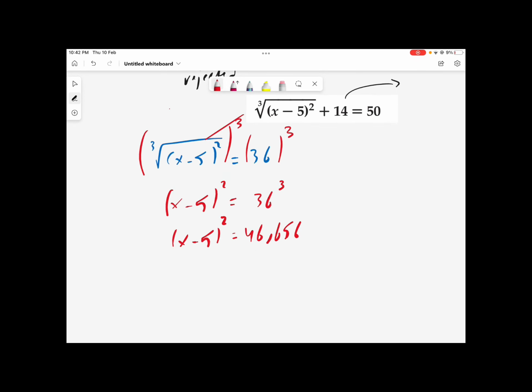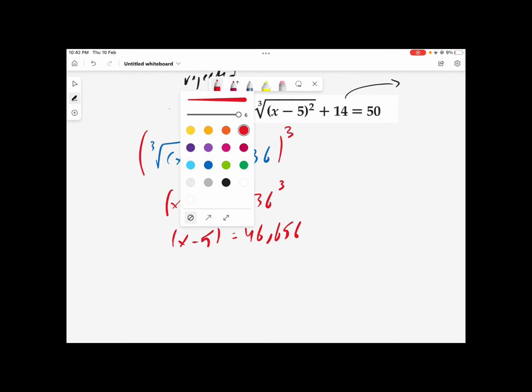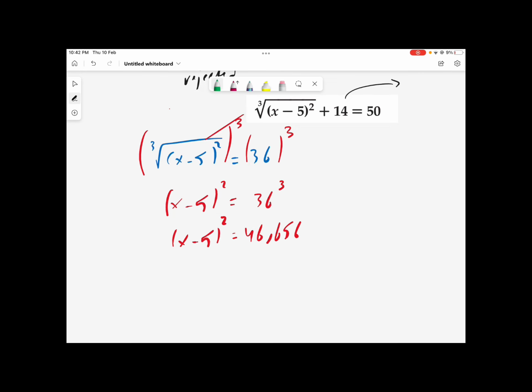The question is (x minus 5) to the power of 2. To get rid of the power of 2, we do the opposite of power, which is square root. We take the square root of both sides, and don't forget plus or minus because the power is even. Then x minus 5 is equal to plus or minus 216.